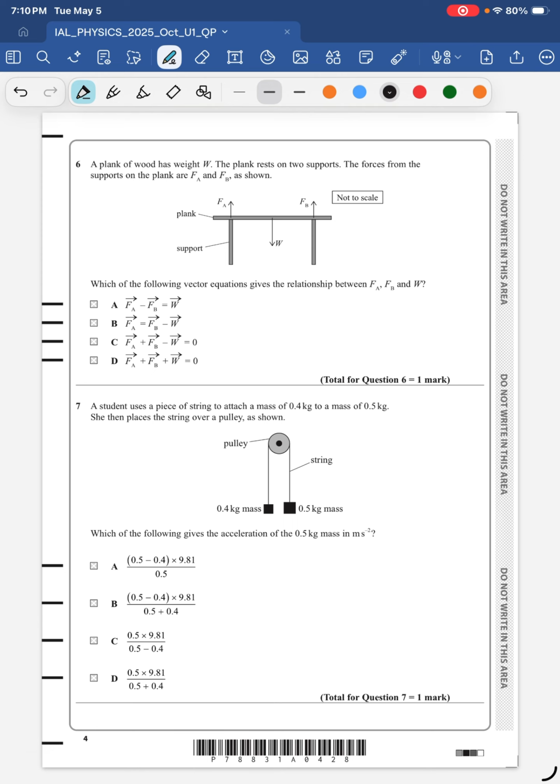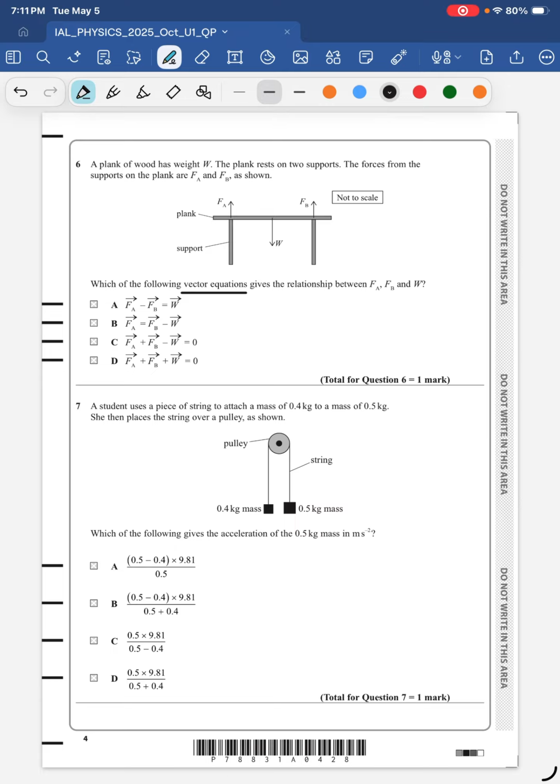Question 6 is a trick question. Okay, it tricked me in the beginning, and then I was like, wait, something's wrong here. So let's read it. A plank of wood has weight W. The plank rests on 2 supports. The forces from the supports on the plank are Fa and Fb as shown. Which of the following vector equations, okay, that's the key, gives the relationship between Fa, Fb, and weight?